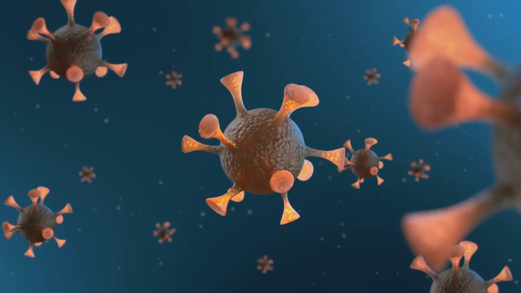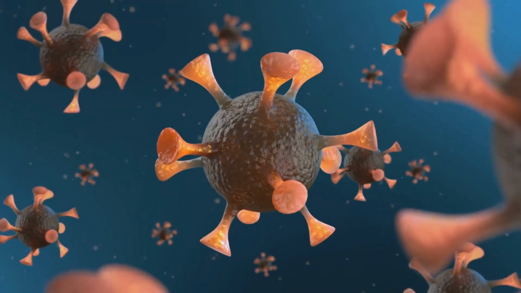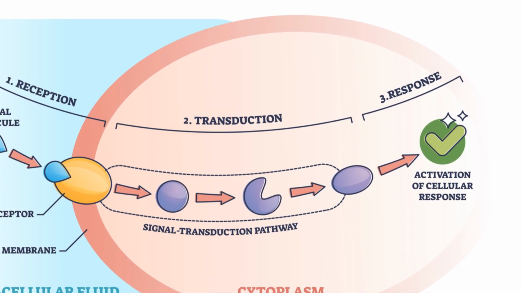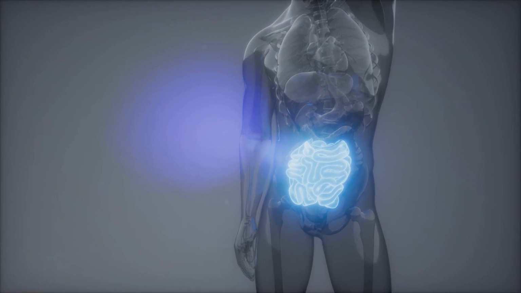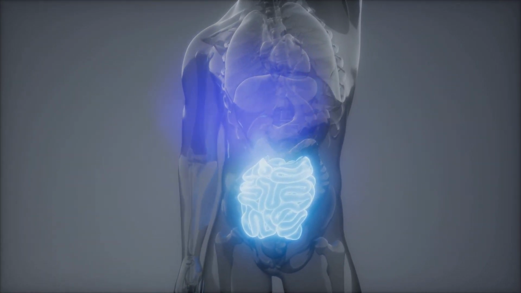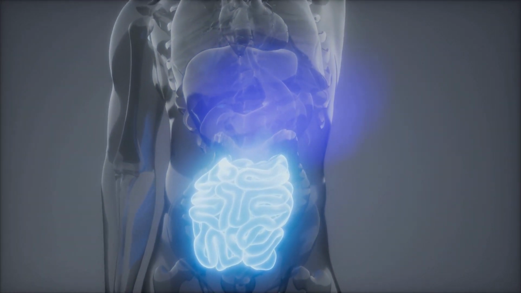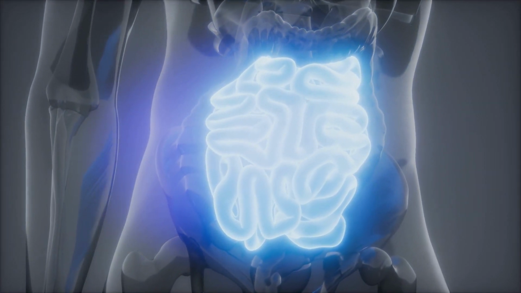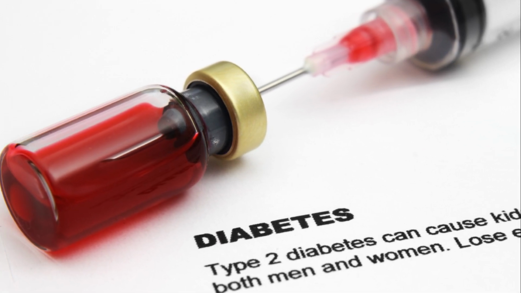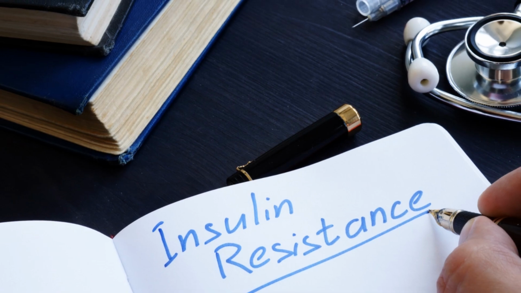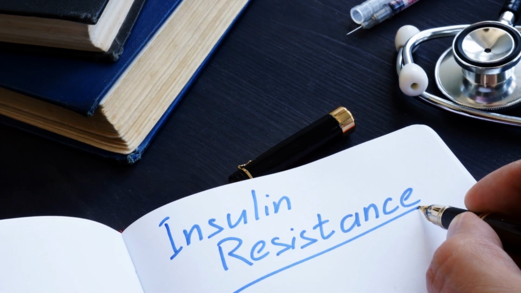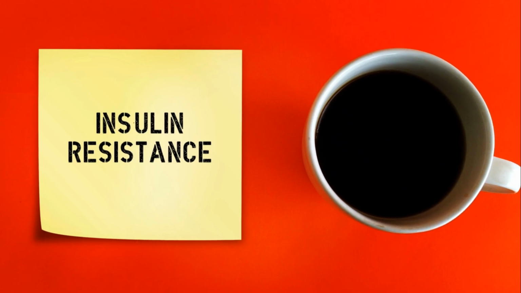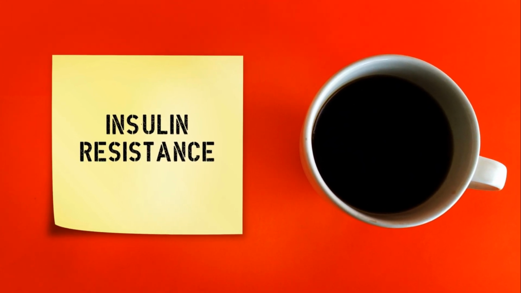Now that we understand what insulin resistance is, let's explore how it happens. Insulin resistance isn't just one process, but a series of intricate cellular mechanisms. It's akin to a domino effect, where one disrupted process leads to another, culminating in a state of insulin resistance. So let's unravel these cellular mechanisms one by one. Firstly, we have impaired insulin signaling. Think of insulin as a key and the cell's surface as a lock. When insulin, the key, binds to its receptor, the lock, it triggers a chain of signals within the cell, leading to the uptake of glucose. But in insulin resistance, this signaling pathway becomes disrupted, similar to a rusty lock that can't open properly.